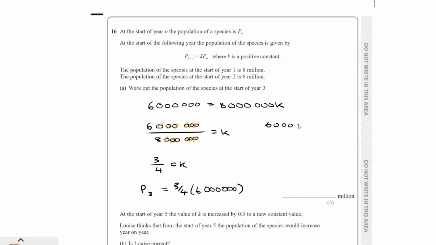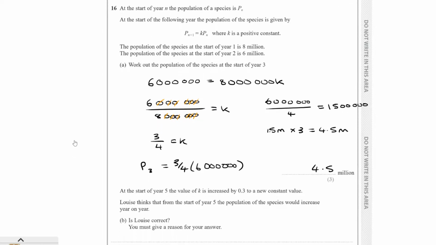6 million divided by 4, which is the same as halving and halving again. So half is 3 million, half of that is 1.5 million. And then times by 3, you could just do 15 times 3, couldn't you? 1.5 million times by 3 is basically 4.5 million, isn't it? Because they've given their answer in terms of million, you just have to put it as 4.5, not with the zeros. Okay, that's it for part A.